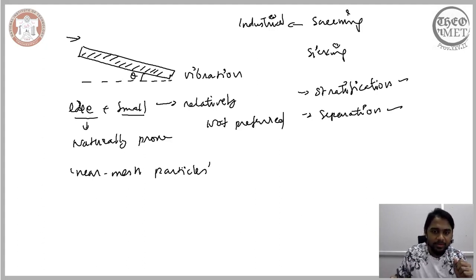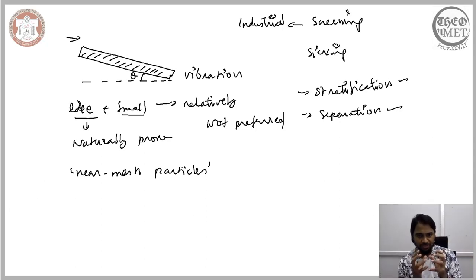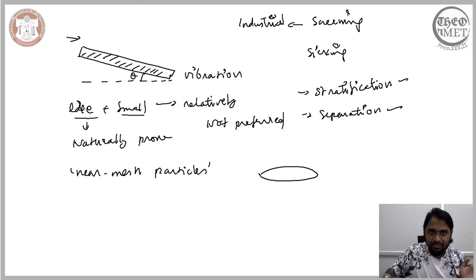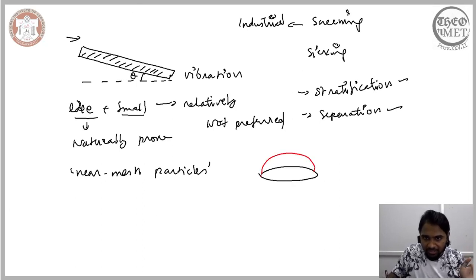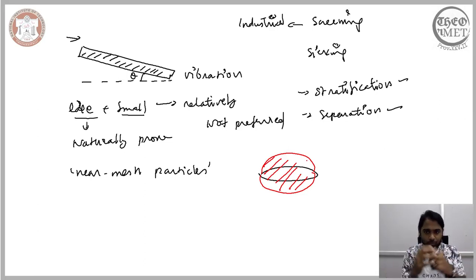So these near mesh particles have a size that is close to that of the aperture opening. What they do is occupy the opening, thereby preventing any further particles from interacting with it. Because of its closeness to the opening, the particle neither moves away from the opening nor passes through it. Since its size is close to that of the opening, it just blocks the opening without passing through or moving away from it.